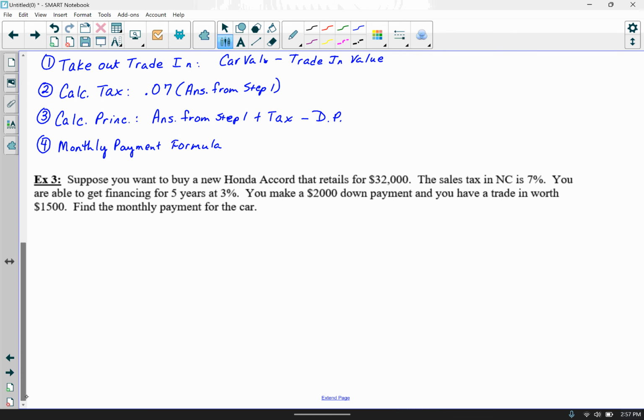All right, so let's come down below here and do example 3 together. Example 3 says, suppose you want to buy a new Honda Accord that retails for $32,000. Sales tax in North Carolina is 7%. You're able to get financing for 5 years at 3%. Your credit score is going to determine what kind of financing you're eligible for, so just a heads up there. It says that you plan to make a $2,000 down payment and you have a trade-in worth $1,500. They want us to find the monthly payment for the car.